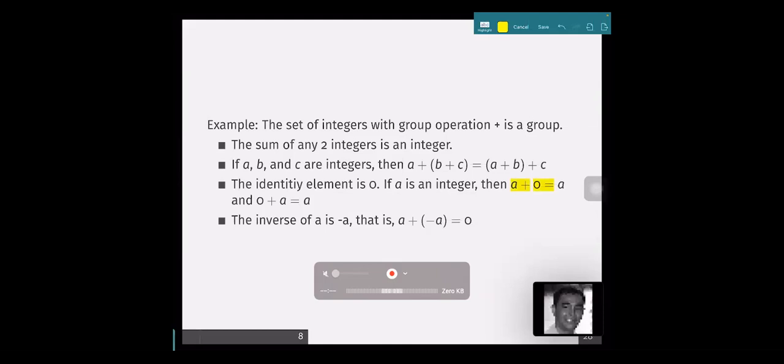And also, there's an inverse element. No? So the inverse of A is just negative A, because if you add A with minus A, it will give you the identity element. So it's a group.